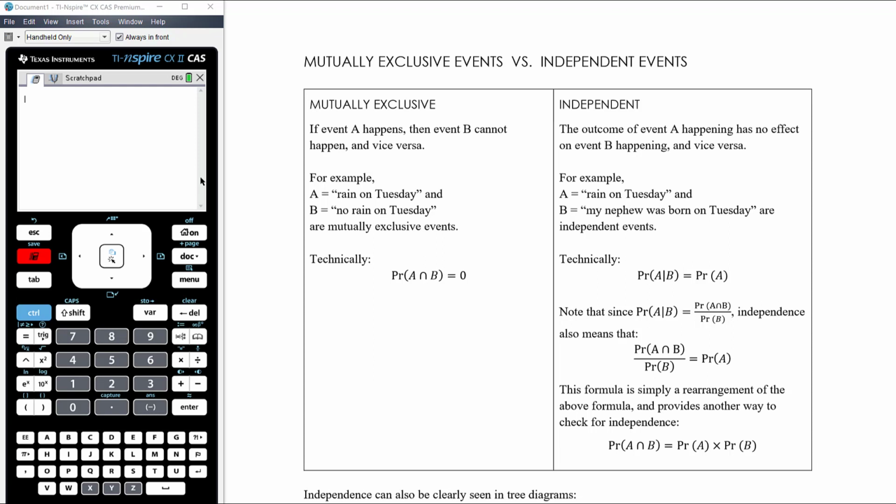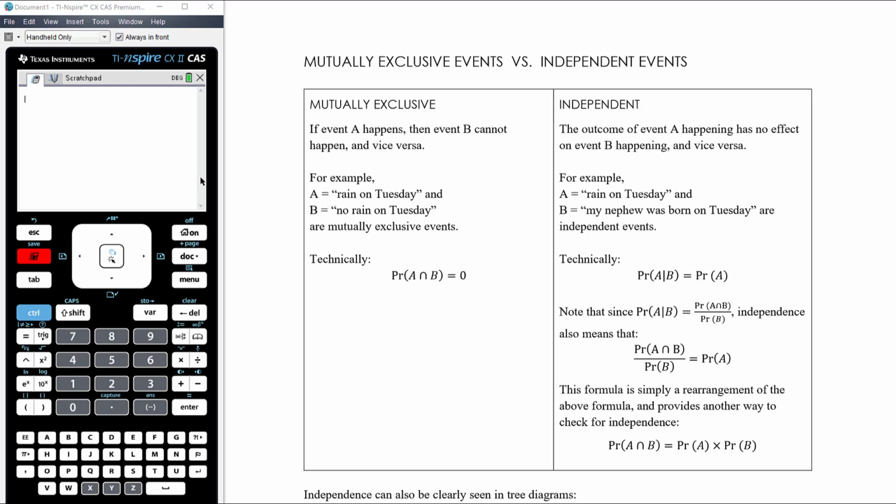Independence is about sort of cause and effect. It's to do with conditional probability. So independence is when the outcome of event A happening has no effect on event B happening, and vice versa. Okay. So for example, two events, rain on Tuesday and my nephew was born on Tuesday, are independent events. The rain is not likely to have caused your nephew to be born, and your nephew's birth was not likely to have caused it to rain.